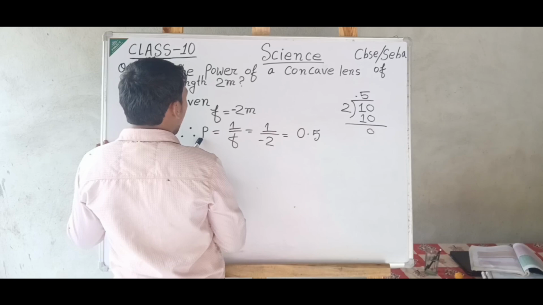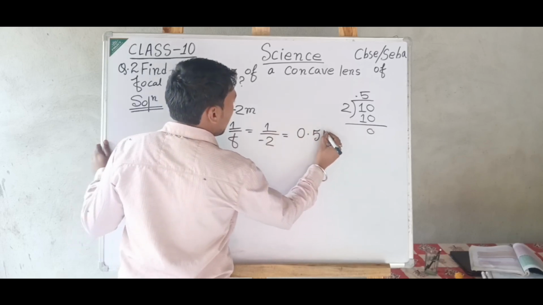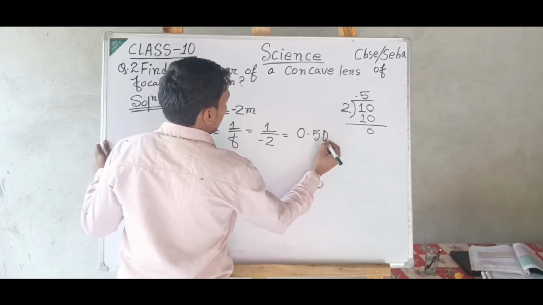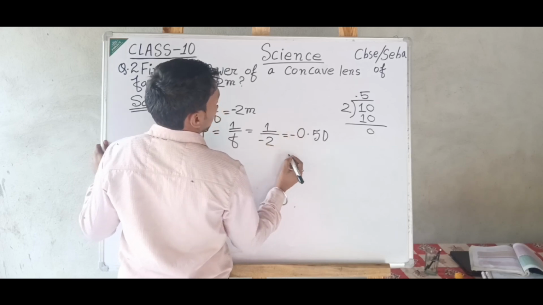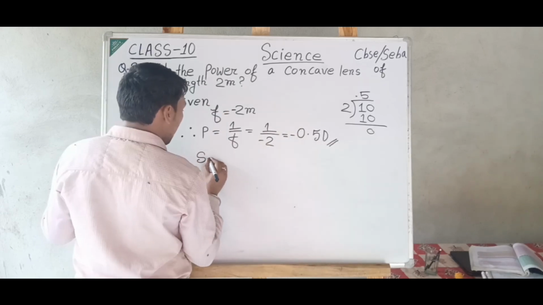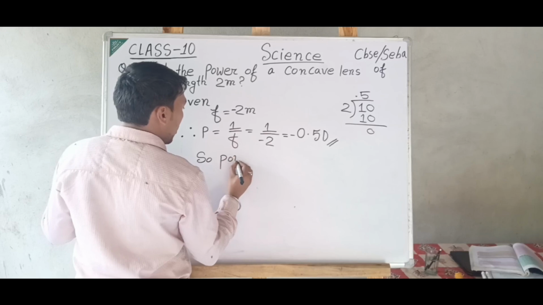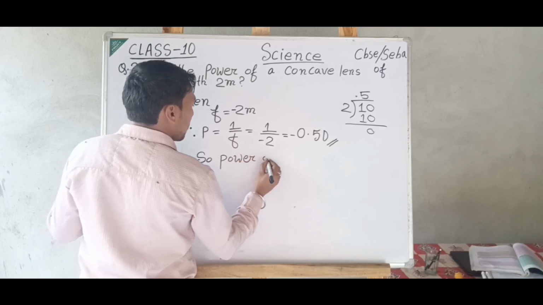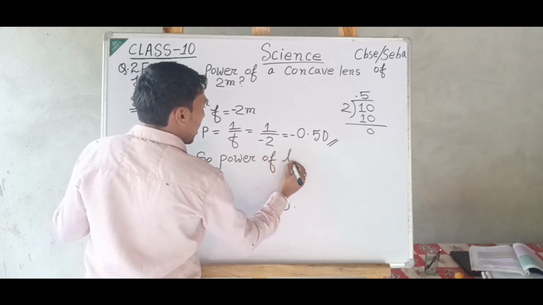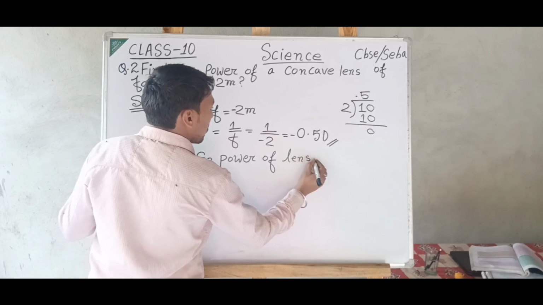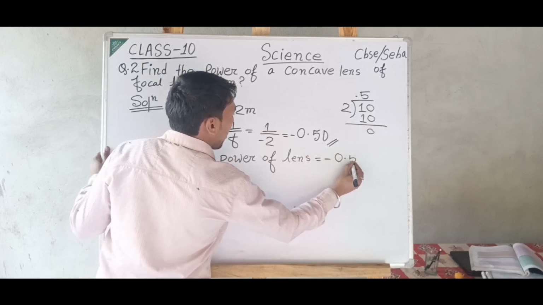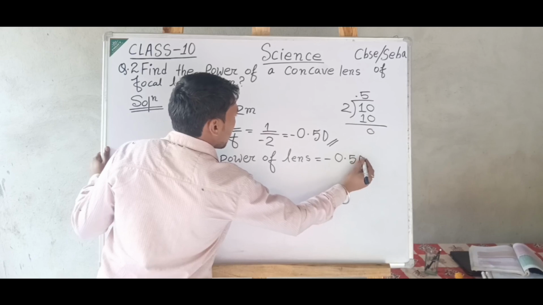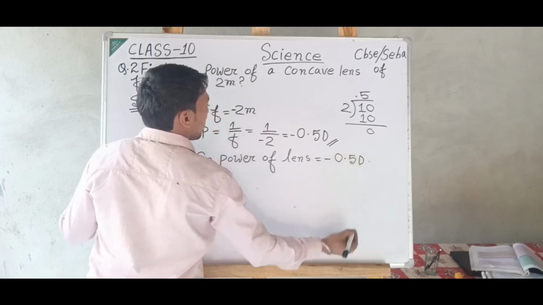The SI unit of power of a lens is D, write here D. D means diopter. Here we have a negative sign, so write here also a negative sign. So power of the lens equal to minus 0.5 D. So this is the answer for this question.